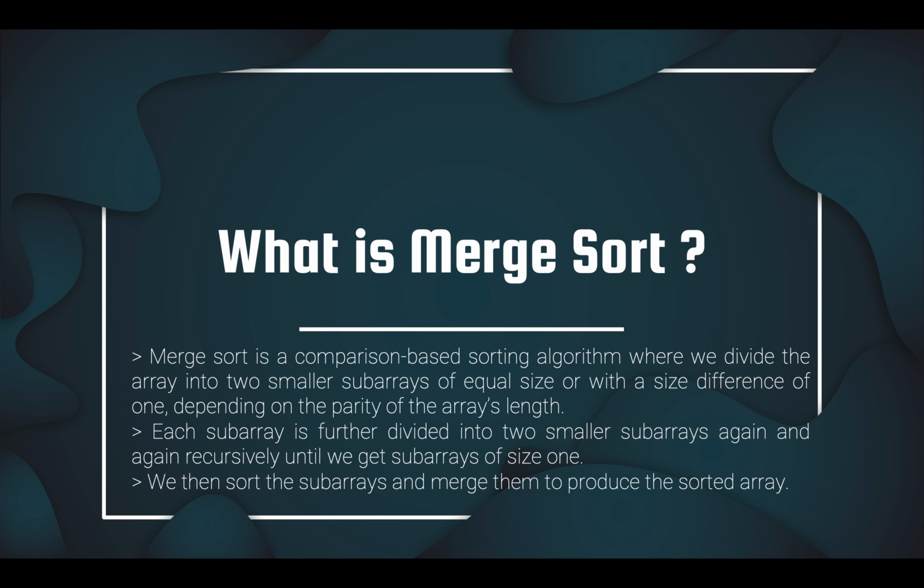Merge sort is a comparison-based sorting algorithm that employs the divide and conquer strategy. In the divide part, we divide the array into 2 smaller sub-arrays of equal size when the input array is of even size, or the divided parts have a size difference of 1 when the input array is of odd size. Each sub-array is further divided into 2 smaller sub-arrays again and again recursively until we get sub-arrays of size 1. In the conquer part, we then sort the sub-arrays and merge them to produce the sorted array.